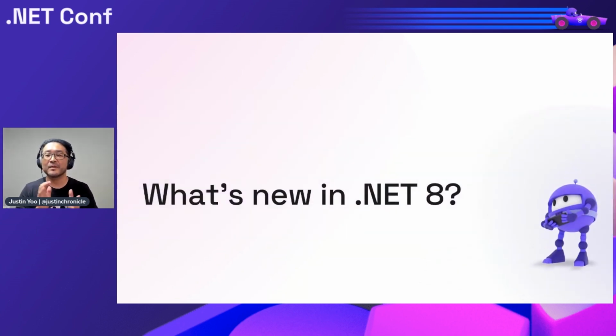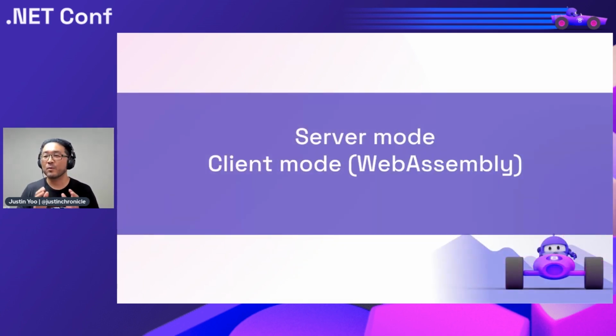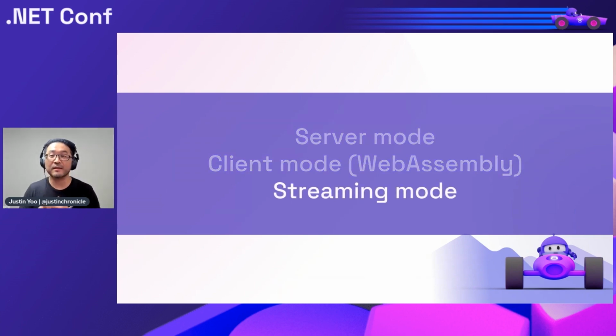Blazor started in .NET Core 3, and we are going to release .NET 8, and we are going to use .NET 8 in this session. Blazor has some remarkable changes in .NET 8. Until .NET 7, we had two modes, which are server mode and client mode. Client mode is also known as WebAssembly. Now, in .NET 8, we have introduced a new one, called streaming mode. It's similar to SSR, which stands for server-side rendering. Therefore, developers have more choices than before.